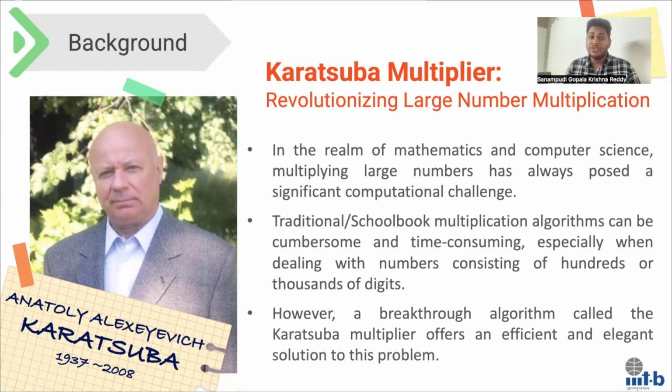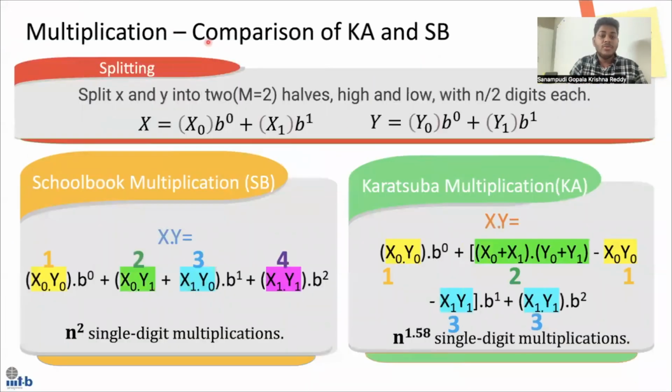Now let's jump into the background. Multiplying large numbers has always posed a significant computational challenge. Traditional or schoolbook multiplication algorithms are cumbersome when we are trying to multiply large numbers. However, in 1962, Karatsuba proposed an algorithm which reduced the computational complexity. Now, let's see the comparison between the schoolbook algorithm and the Karatsuba algorithm.